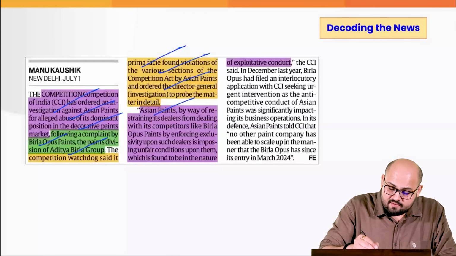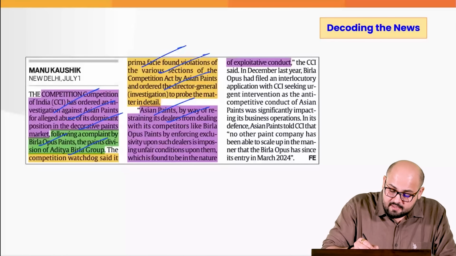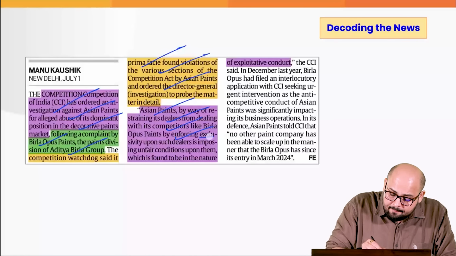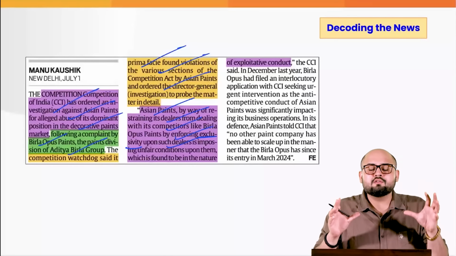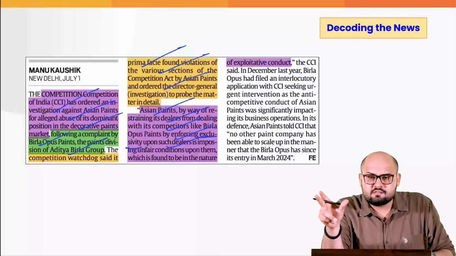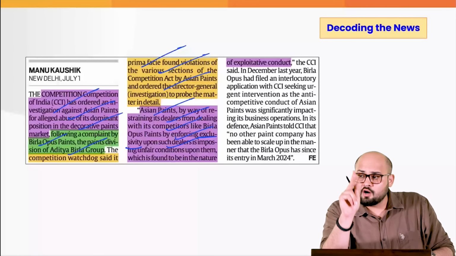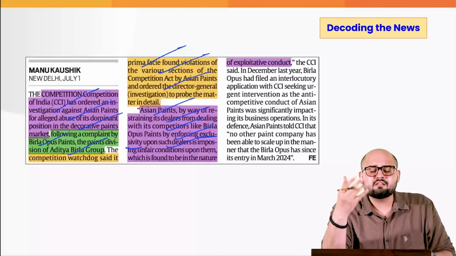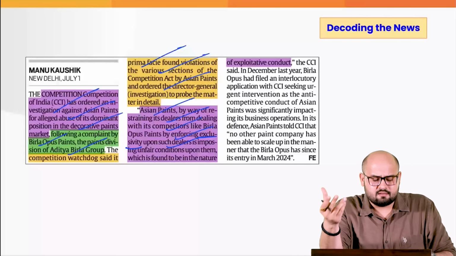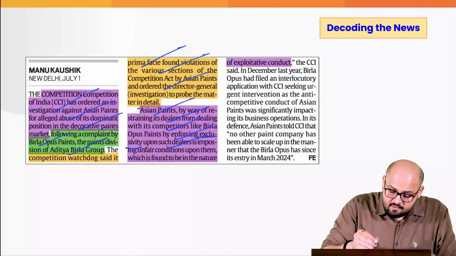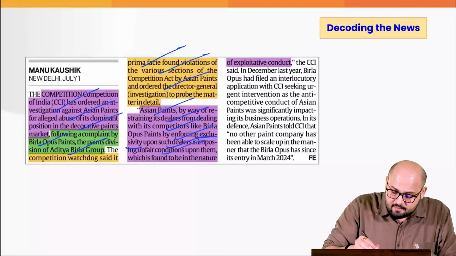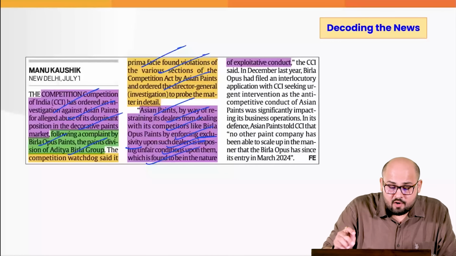Asian Paints, by way of restraining its dealers from dealing with competitors like Birla Opus Paints by enforcing exclusivity upon such dealers. So exclusivity means what? That you are telling dealers that you can only sell our product. You're not allowed to sell the products of others. This is something which goes against the principles of the free market, right? It's imposing unfair conditions upon them, which is found to be in the nature of exploitative conduct.